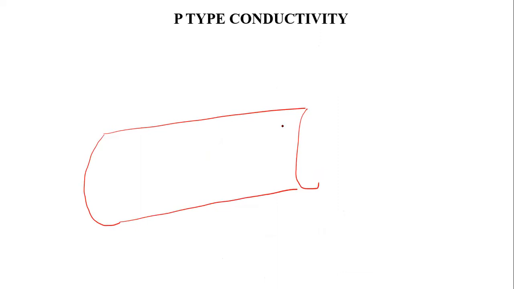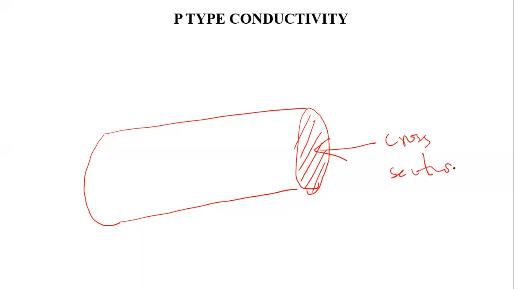Now, suppose I have a semiconductor like this, or a metallic conductor, whatever. If you have a semiconductor, and even if it's a long semiconductor, if you cut that semiconductor perpendicular to the length, the area within this shaded region is called the cross-sectional area. This is what we mean by the cross-sectional area. And L is the length here.